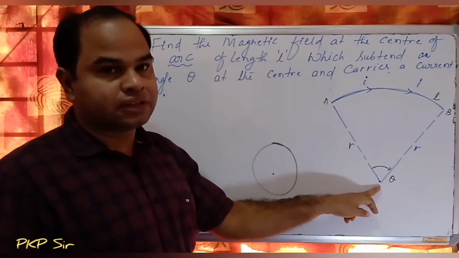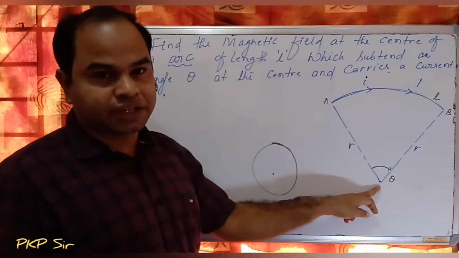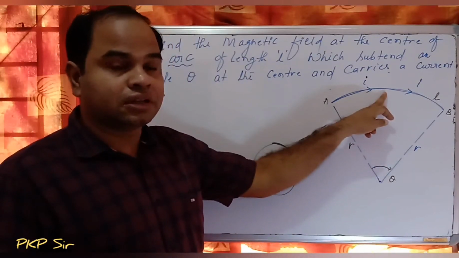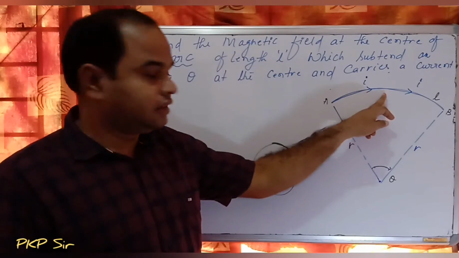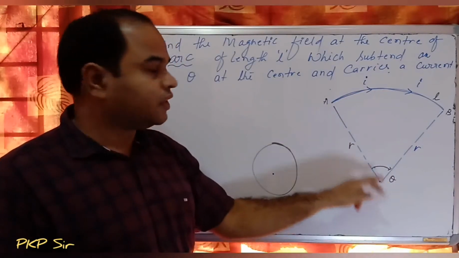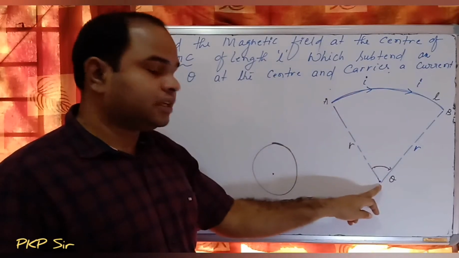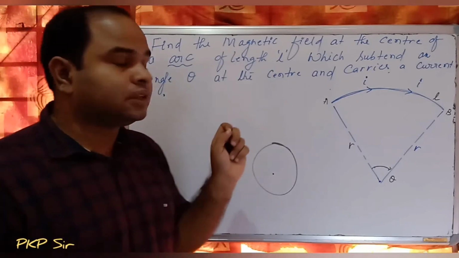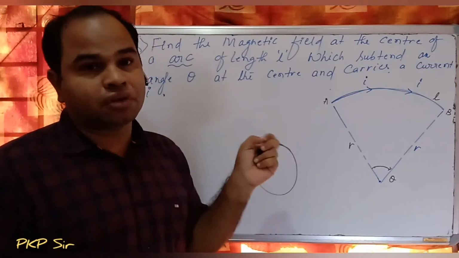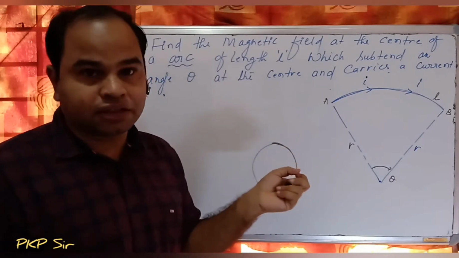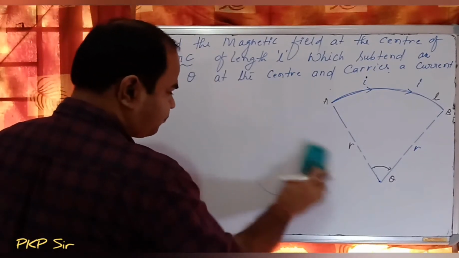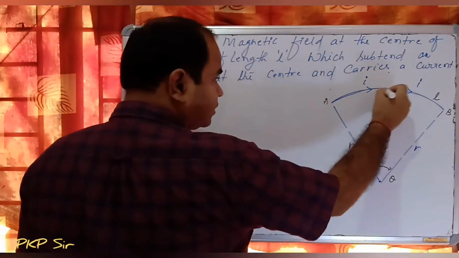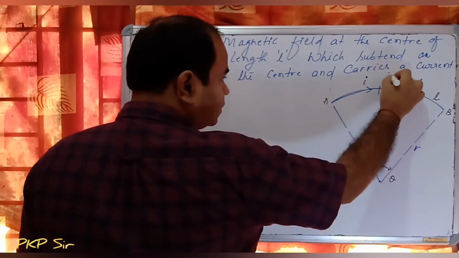We have to find the magnitude of magnetic field due to the arc, or the conductor in the form of an arc carrying current I, at its center. The conductor is in the form of an arc and carries a current I. Let us take a small length dl of this arc.